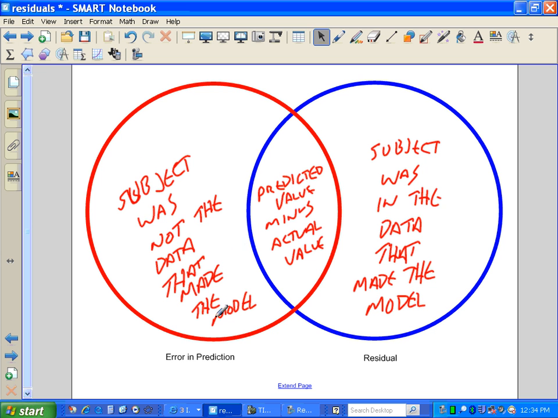Okay? So Venn diagram. Error in prediction, not part of the deal. Residual, part of the original deal. Either way, we do predicted minus actual. That tells me the same basic information. What we call it depends on the data itself.